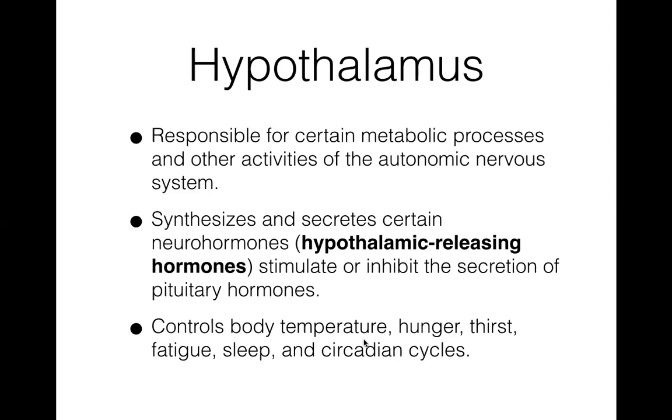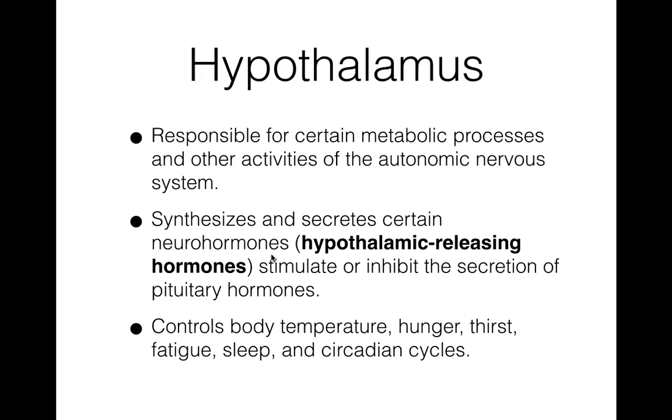Now, the thalamus can be thought of as a structure that forms the wall of the third ventricle. The floor of the third ventricle is formed by the hypothalamus. The hypothalamus is responsible for certain metabolic processes and other activities of the autonomic nervous system. Now, it synthesizes and secretes certain neurohormones. These are collectively referred to as the hypothalamic releasing hormones, which can either stimulate or inhibit the secretion of pituitary hormones. So in other words, the hypothalamus concerns the pituitary gland.